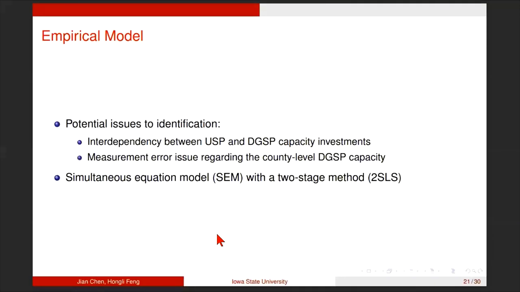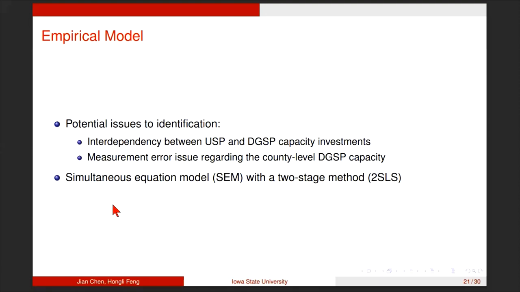Notice that our baseline model may have several potential issues related to identification. One is the interdependency between USB and DGSB capacity investments. The second one is the measurement error issue regarding county level DGSB capacity, because we obtain county level DGSB capacity data from Berkeley Laboratory. They use data from EIA and calculate the estimates based on county level population. So the measurement error could also induce endogeneity issues.